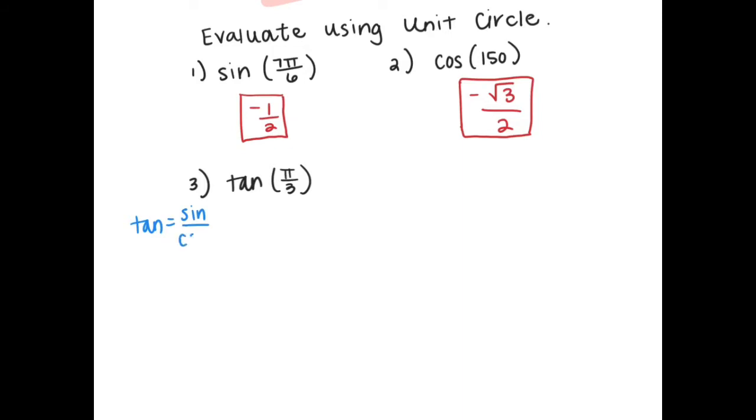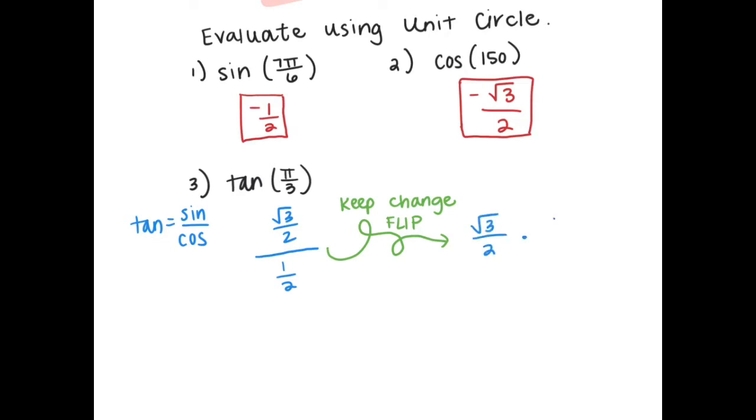So we need to find our reference angle first. So that's going to be pi over 3. Tangent is sine over cosine. So that's going to be root 3 over 2 divided by 1/2. Remember that phrase from back in the old days? Keep, change, flip. So we are going to keep root 3 over 2, change division to multiplication, and flip the 1/2. So my 2's cancel, so I have root 3.